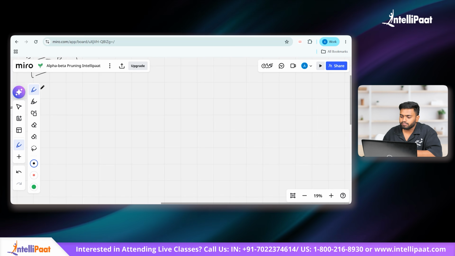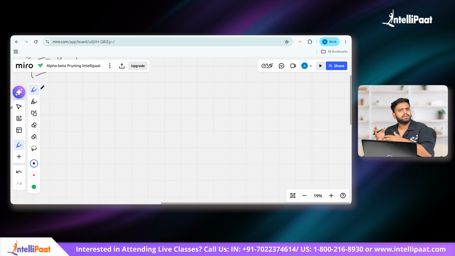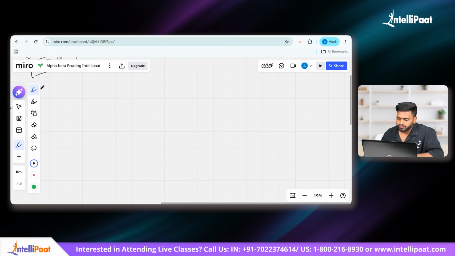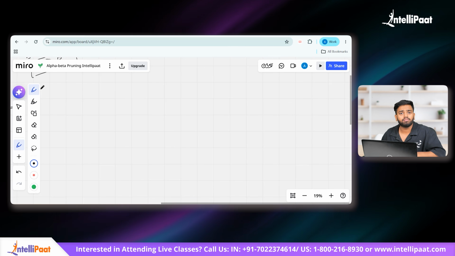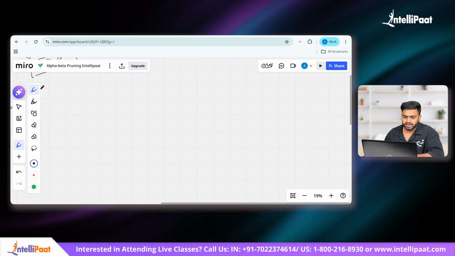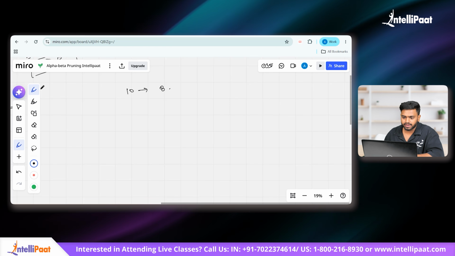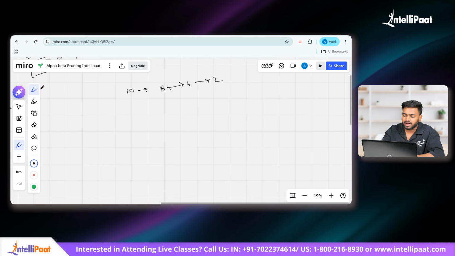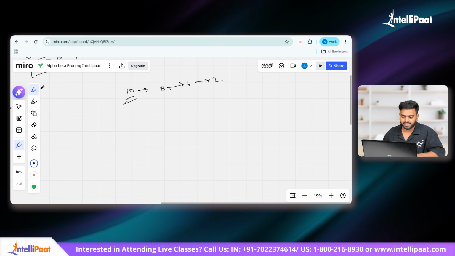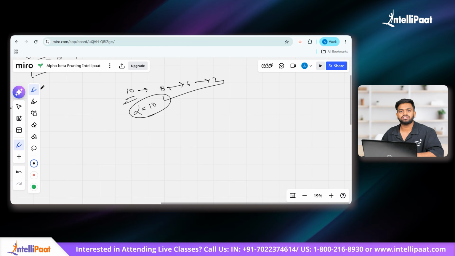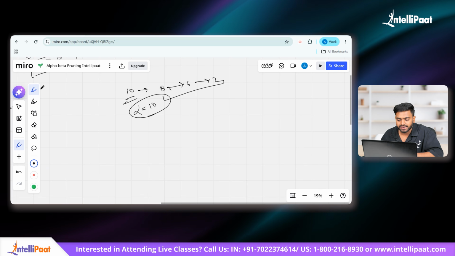Now let's understand an important practical concept. Does alpha-beta always prune the same number of nodes? The answer is no. The order in which the nodes are explored matters a lot. Suppose max explores the larger value first. Let's say we have values 10, 8, 6 and then 2. So suppose max explores the larger value first, in this case 10. Now alpha quickly becomes 10. So now many branches fail the alpha-beta condition and get pruned.